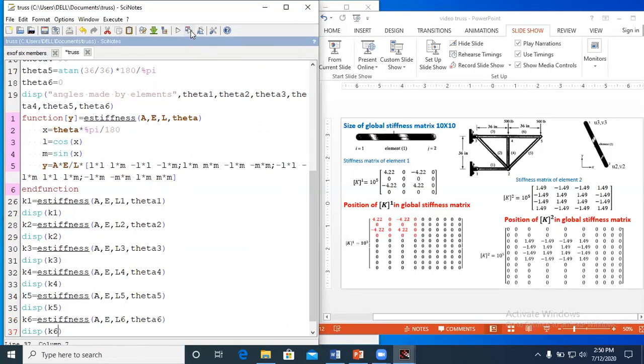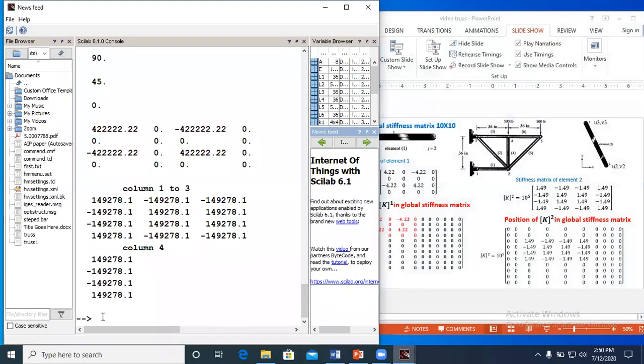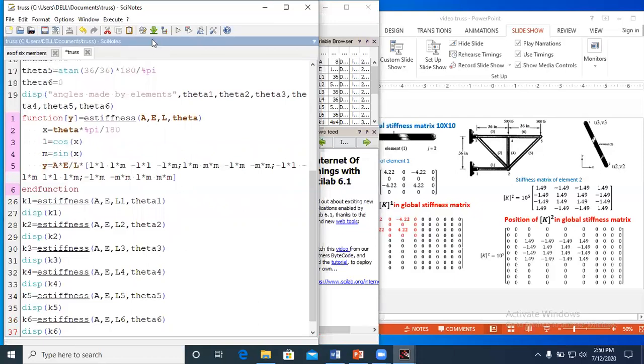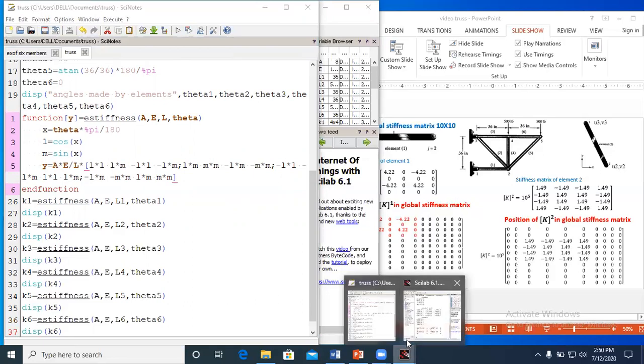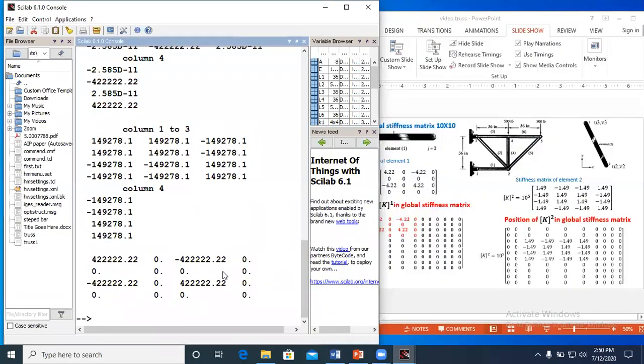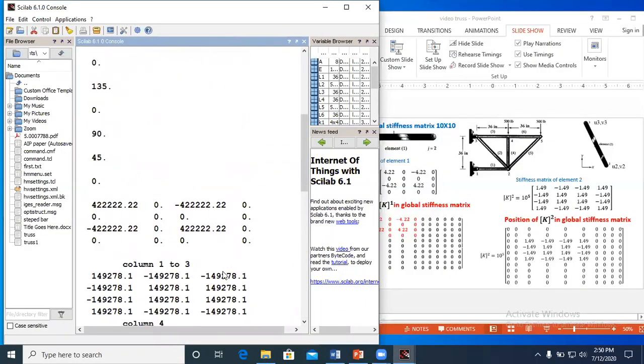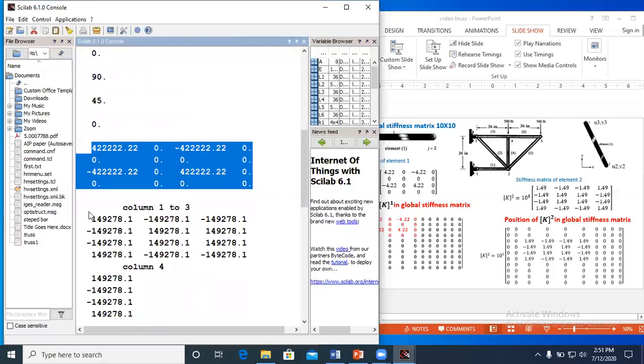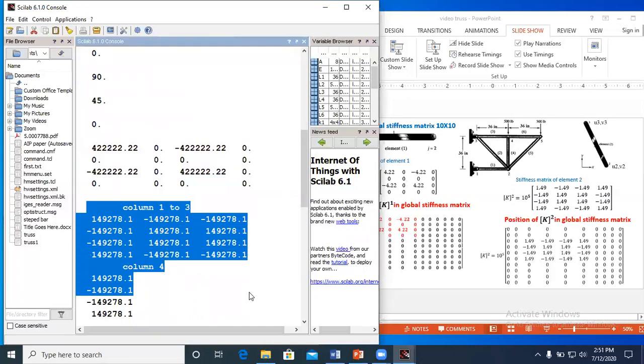Now I will execute and show you all the stiffness matrices. Before that I will clear the console. Here I will clear it. Now I will execute it. Now you see here, this is the stiffness matrix of the first element. It is correct. This is the stiffness matrix of the second element. Up to here we have already checked.